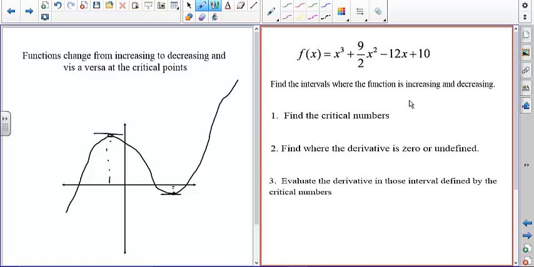So let's just work a problem to show you how to do this. Basically the procedure is we find the critical numbers, which we've done before. What you do is you take the derivative. When you find the critical number, you're basically finding where the derivative is 0 or undefined. So these really go together. And then you evaluate the derivative in the intervals defined by the critical numbers. And then you make some kind of observation.